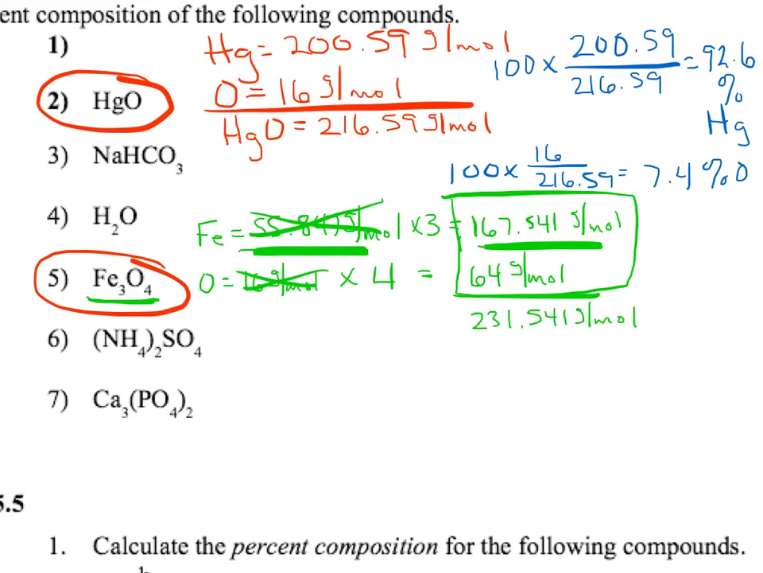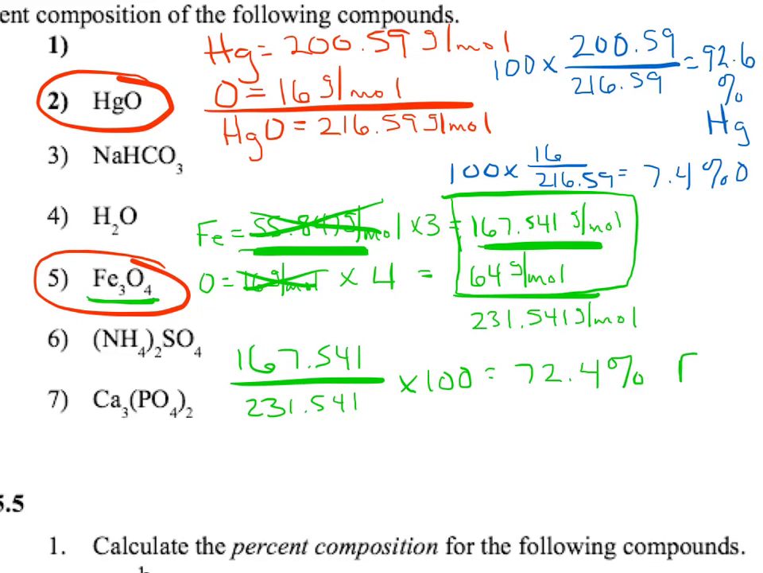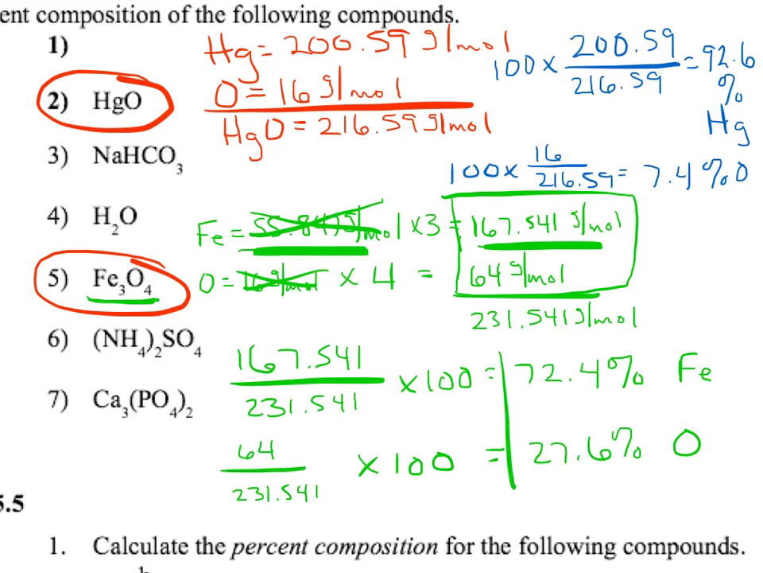So as we divide here, we'll start by taking 167.541 divided by 231.541 times 100, and that will give us 72.4% iron. For the oxygen, we'll do the same thing with the 64 instead, so we'll take 64 divided by 231.541 times 100, and that will give us 27.6% oxygen. So there are your answers for those two questions.